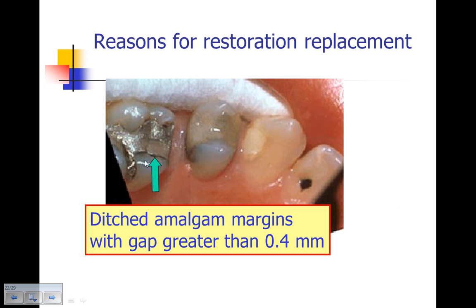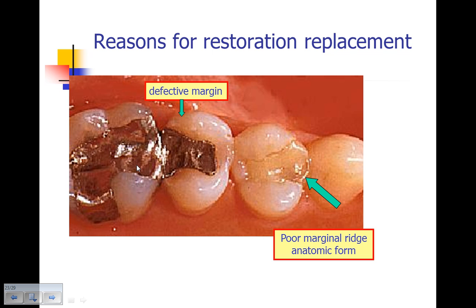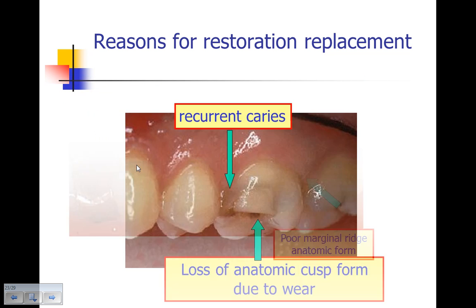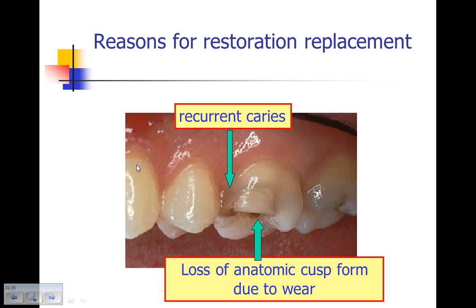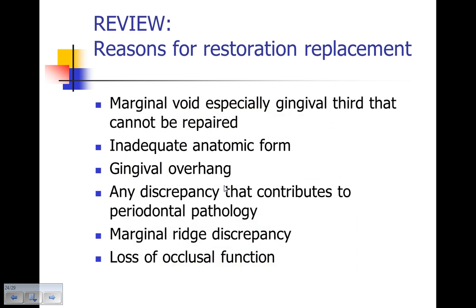We saw that ditched amalgam margin being greater than 4/10 of a millimeter as being a reason for replacement. Defective margins, and we need to evaluate anatomic form, marginal areas, function, sensitivity, pain upon biting, all reasons for restoration replacement. In this case, the maxillary first molar has wear of the mesiobuccal cusp, loss of anatomic form, and we see discoloration around the cavo-surface margins that are shadowing the tooth, and for composite that's typically indicative of secondary recurrent caries.